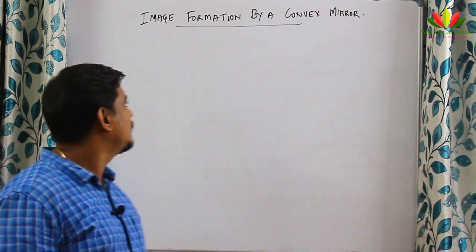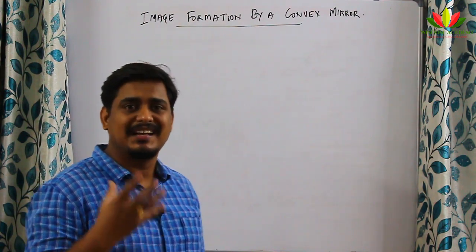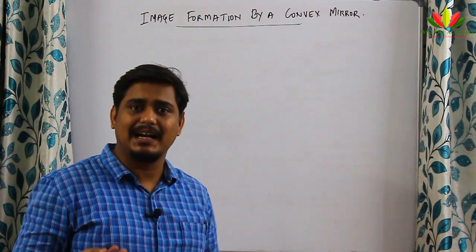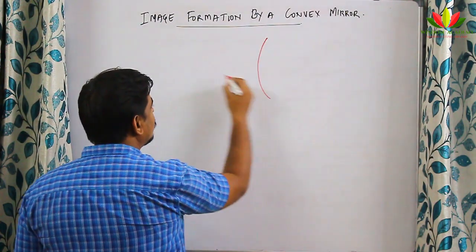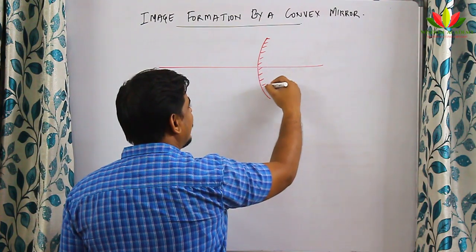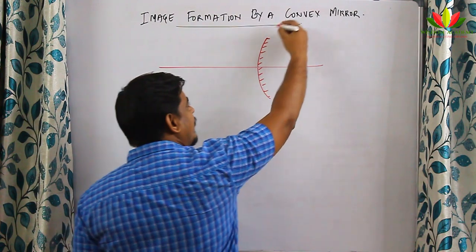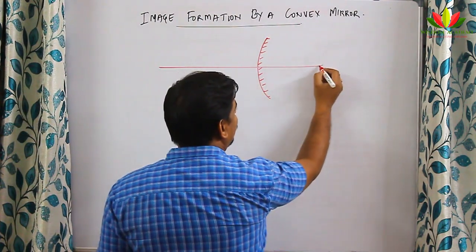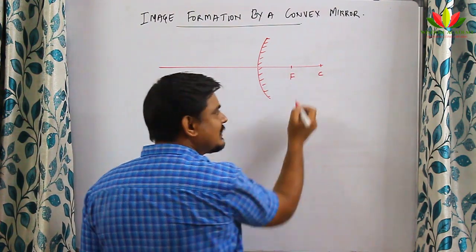Now we are going to see the image formation by a convex mirror. I have already told you what a convex mirror is. It is a mirror which is polished from inside and reflecting from outside. So if I draw, this is the polished side and this is the reflecting side. But mind that this mirror, being derived from a spherical glass, has its center of curvature on this side. Also it has its focus on this side.